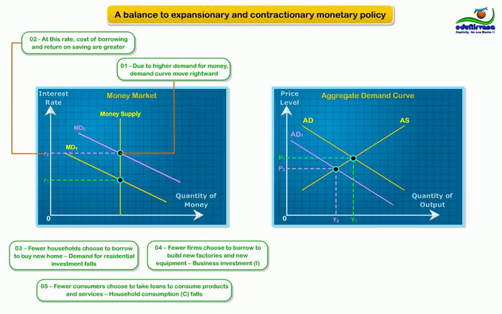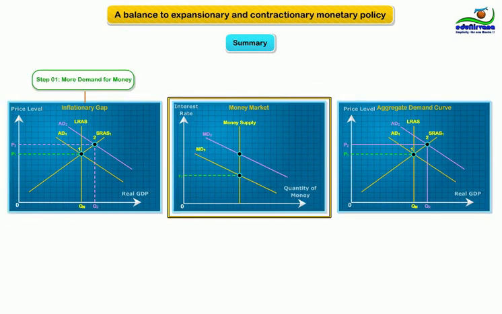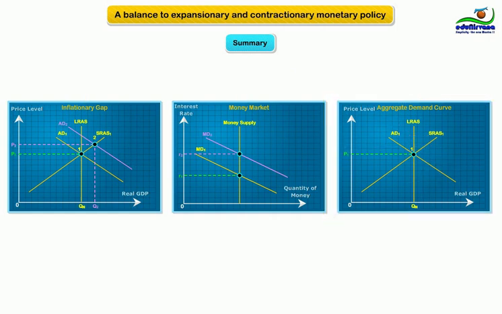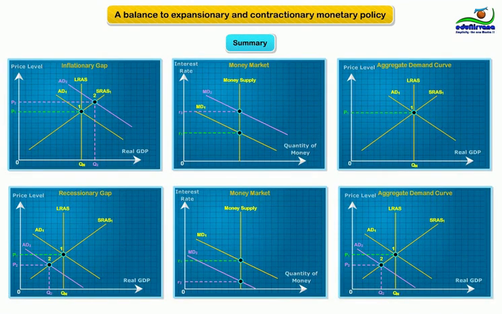Hence, this analysis of the interest rate effect can be summarized in 3 steps. A higher price level raises money demand. Higher money demand leads to a higher interest rate, and a higher interest rate reduces the quantity of goods and services demanded. Of course, the same logic works in reverse as well. A lower price, because of continuous contractionary monetary policy, reduces money demand, which leads to a lower interest rate, and this in turn increases the quantity of goods and services demanded.